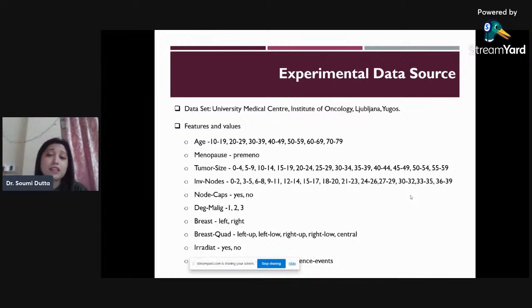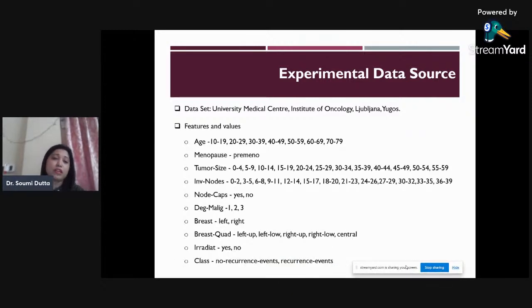You can see that this is the experimental data set that I have tried to consider. These are the features that I have tried to use. The data set is one of the clinical data sets that I considered. I have taken it from the University of Medical Center, Institute of Oncology, basically from Yugoslavia. And these are the features you can see.